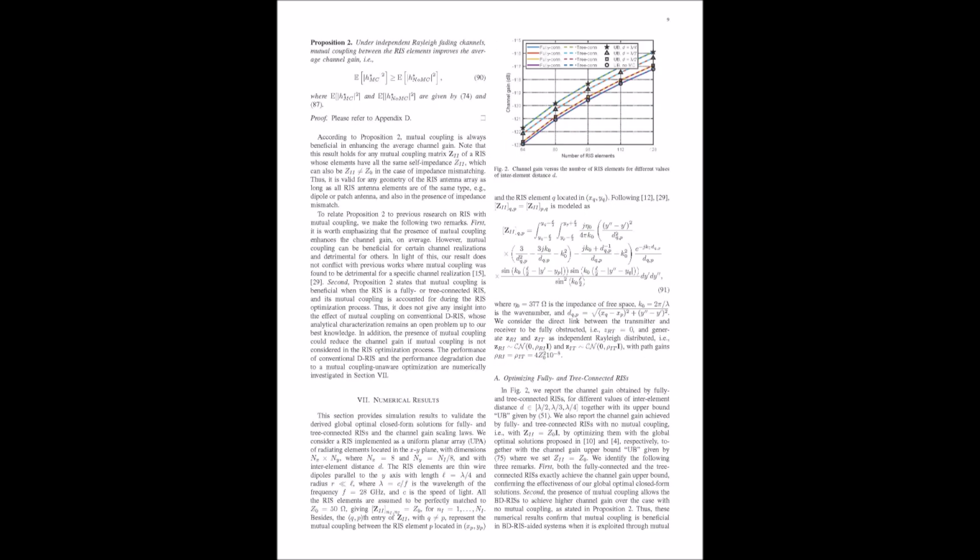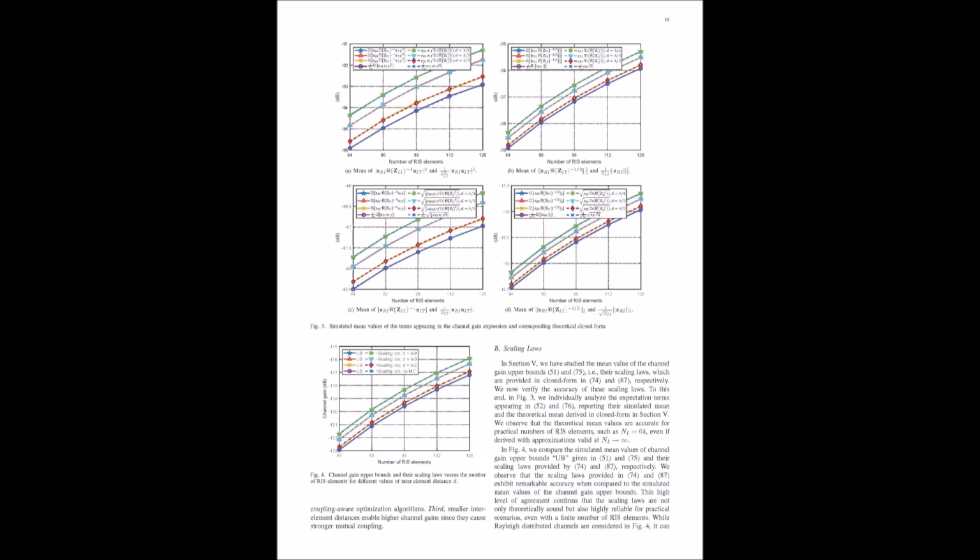Now, this kind of goes back to the title of the paper. Right. Is mutual coupling a friend or foe? Yeah, so they find that when the mutual coupling is properly accounted for in the optimization, it actually improves the average channel gain. Really? Yeah. So it's not inherently bad. It's just how you use it.